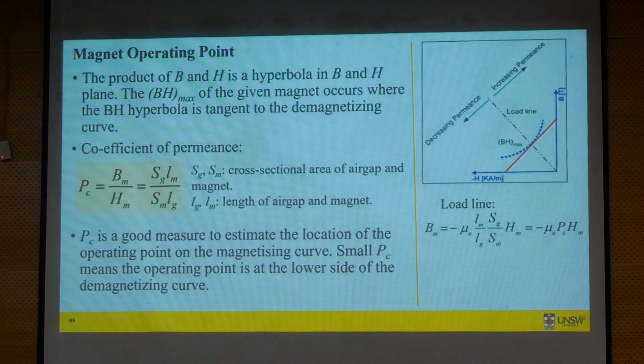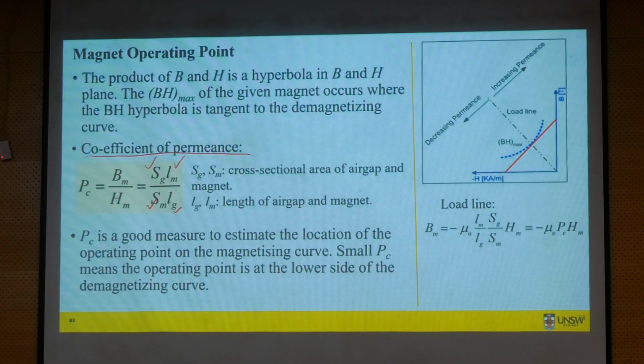And this parameter is known as the coefficient of permeance. What we talked about previously, this is the slope of your load line, okay. It depends on the magnet width, the magnet's cross-sectional area, the air gap's cross-sectional area, and length. So this ratio is defined as the permeance coefficient.